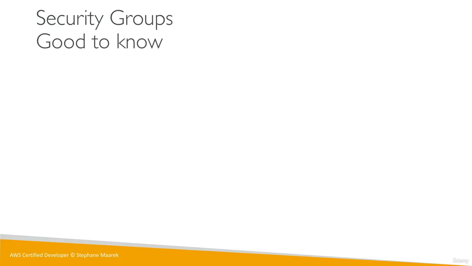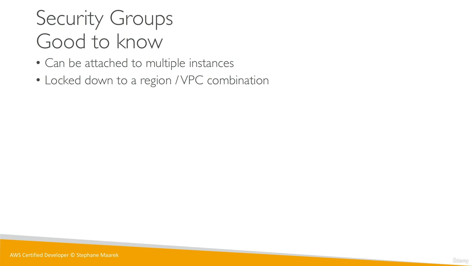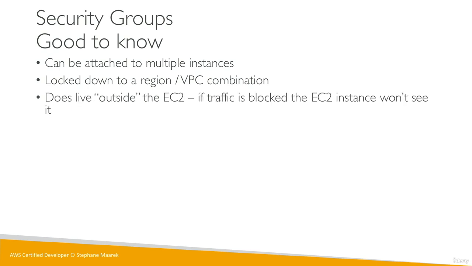Now, good to know. What do you need to know with security groups? They can be attached to multiple instances. There's not a one-to-one relationship between security groups and instances, and an instance can have multiple security groups too. Security groups are locked down to a region/VPC combination. So if you switch to another region, you have to create a new security group, or if you create another VPC, and we'll see what VPCs are in a later lecture, you have to recreate the security groups. Security groups live outside the EC2, so if the traffic is blocked, the EC2 instance won't even see it. It's not like an application running on EC2, it's really a firewall outside your EC2 instance.